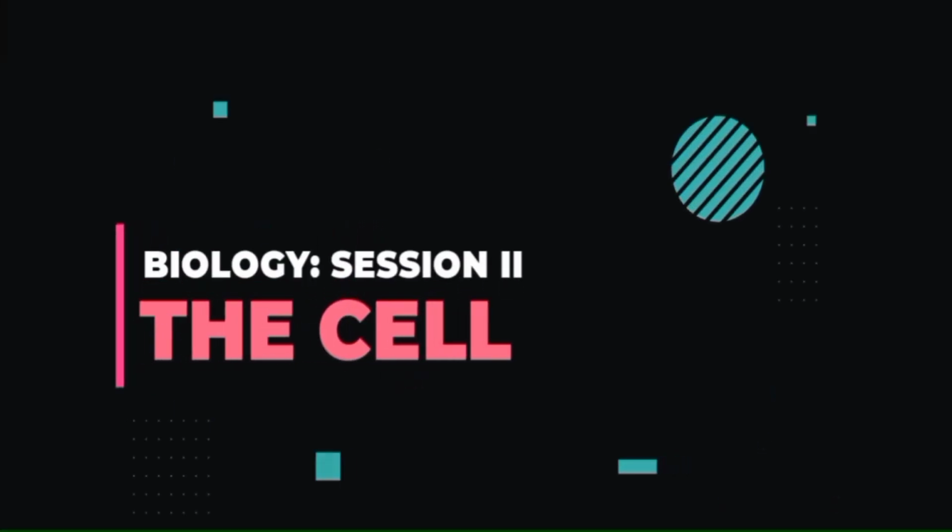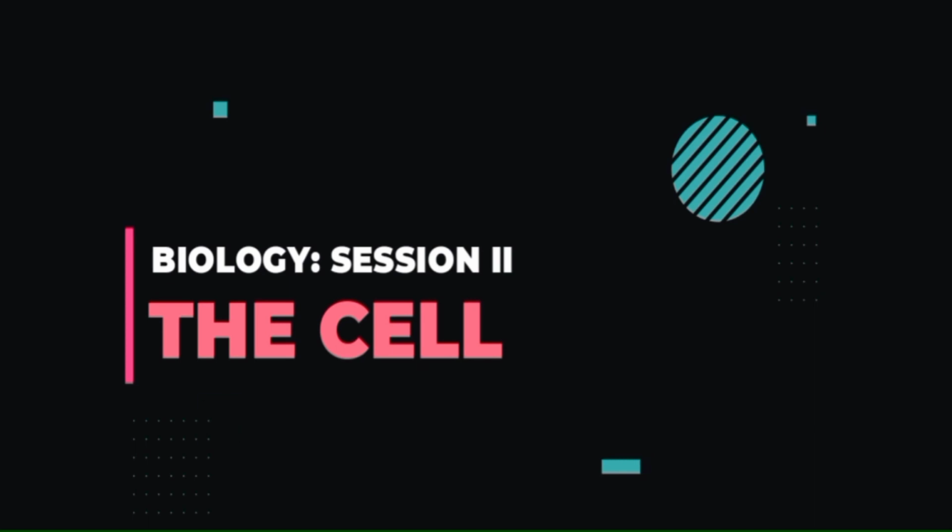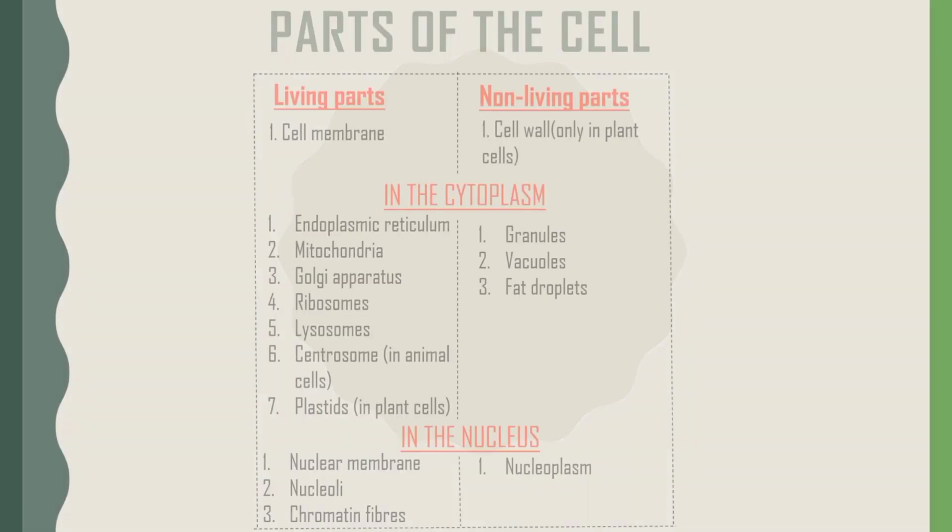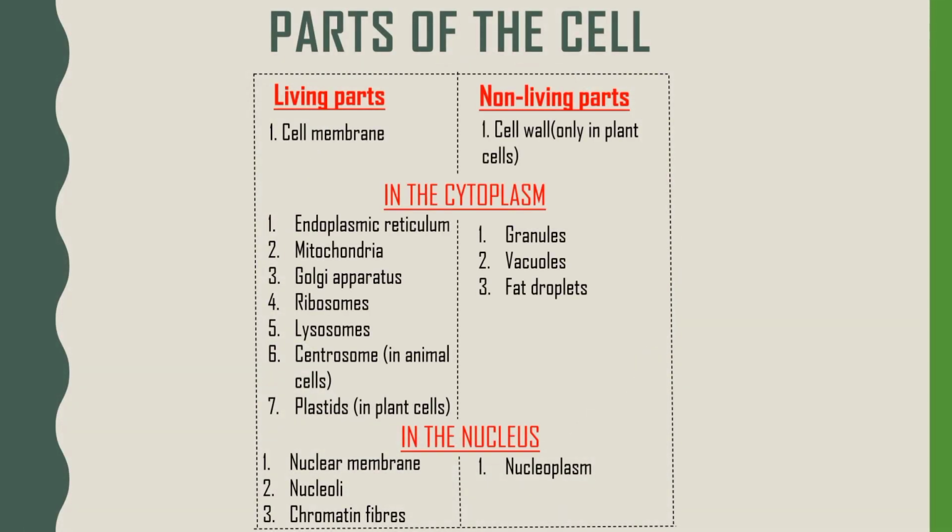So, in the last video, we discussed the basics of cell. Continuing further in this video, we learn about the various cell organelles. In the table shown here, the living organelles and the non-living organelles are separately shown. The cell membrane of the cell is a living structure, whereas the cell wall, which is only present in the plant cells, is a non-living structure.